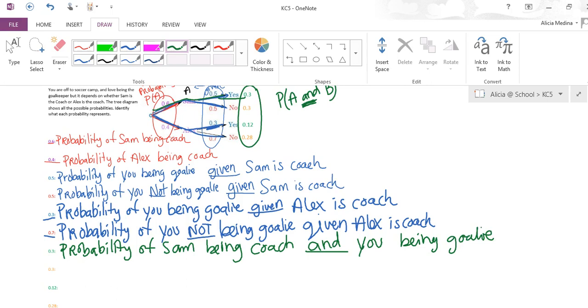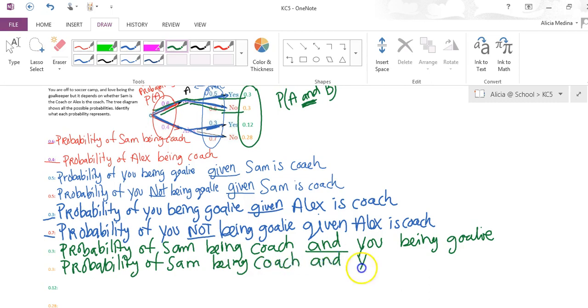Alright, what does that 0.3 in yellow mean? Well, that's still Sam's coach, but now I am not goalie, and that's where I get that product of 0.3. So the probability, a lot of writing, I know, probability of Sam being coach and you not being goalie.